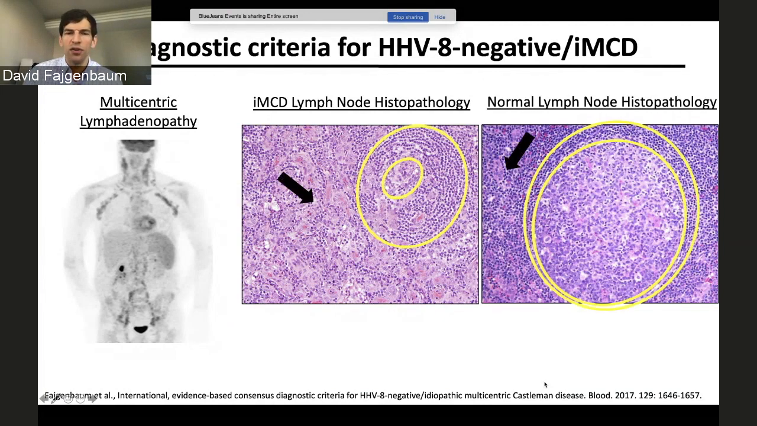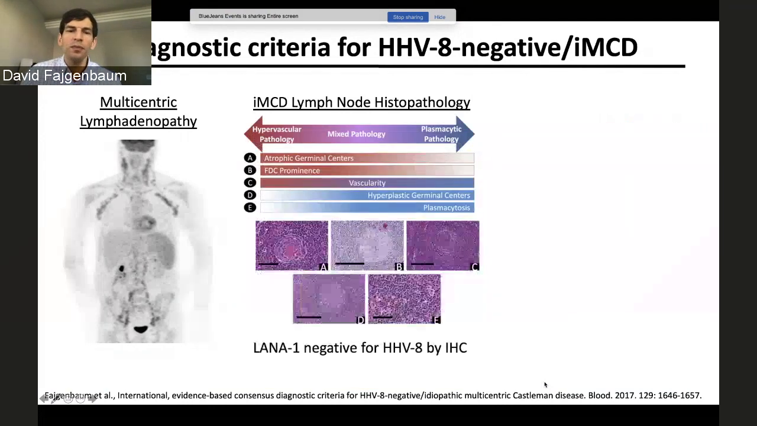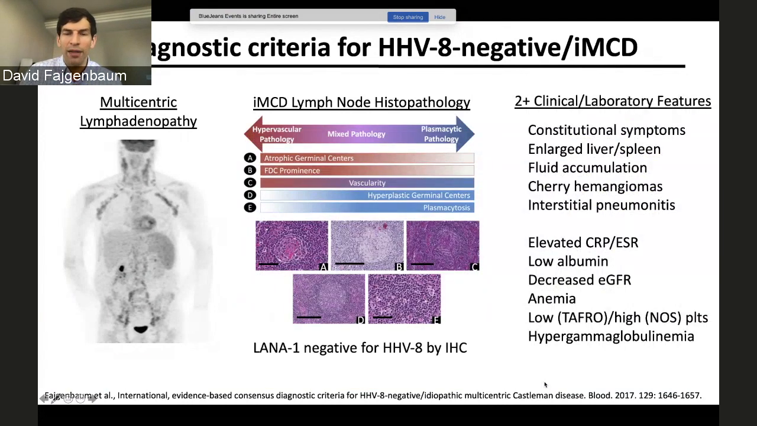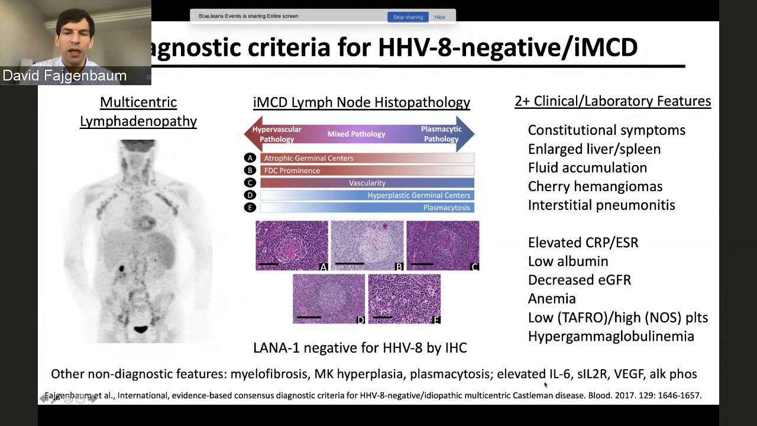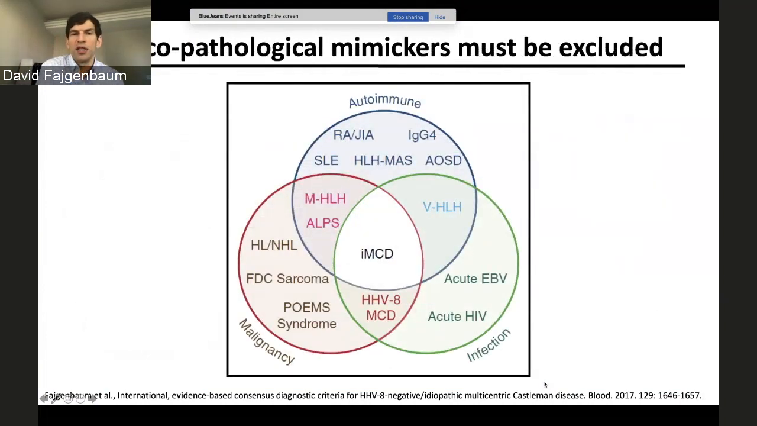And so these features are consistent with Castleman disease, but they're not black and white, and it's not always easy to say this is a Castleman's lymph node versus a lymphoma lymph node, for example. In addition to the pathological features, you also need to have at least 2 of these 11 clinical or laboratory features to make the diagnosis of iMCD. And also, you need to exclude diseases that can mimic or overlap with iMCD.